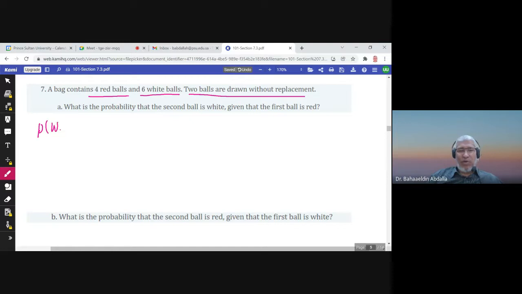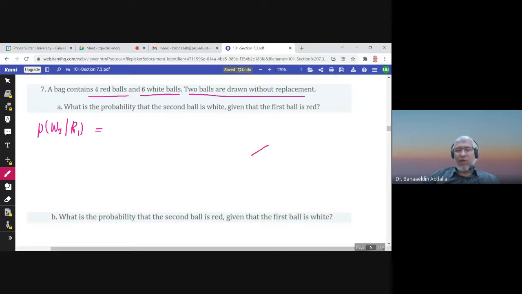Let me call white 2, the second is white, given that the first is red. So let me call it red 1, the first is red. Now I can find this probability using a tree diagram. I'll make a tree diagram. And we will learn about tree diagrams more in the next video.